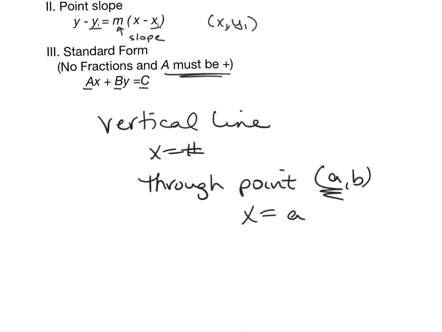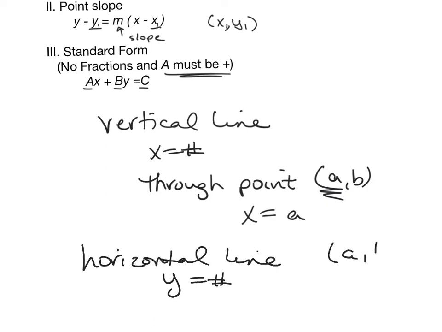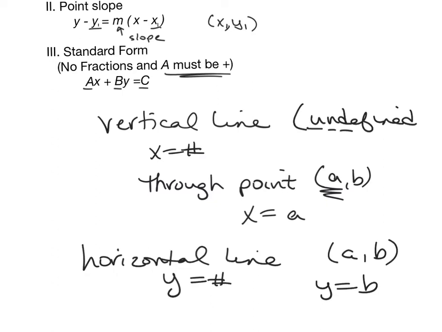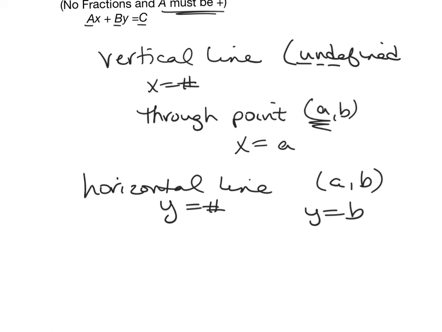Now if I said give me an equation of a horizontal line, remember that's going to be y equals a number, and if it were through the same ordered pair, it would be y equals b. Remember the slope of your vertical line is undefined. The graph is up and down, so undefined. And then the horizontal line has a slope that's 0.